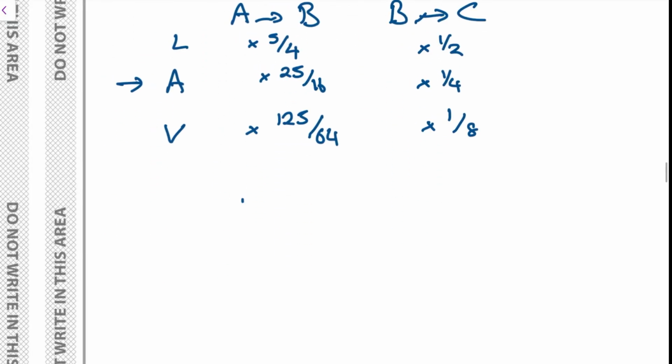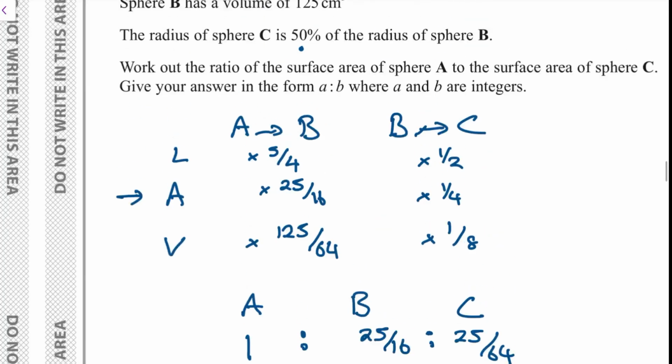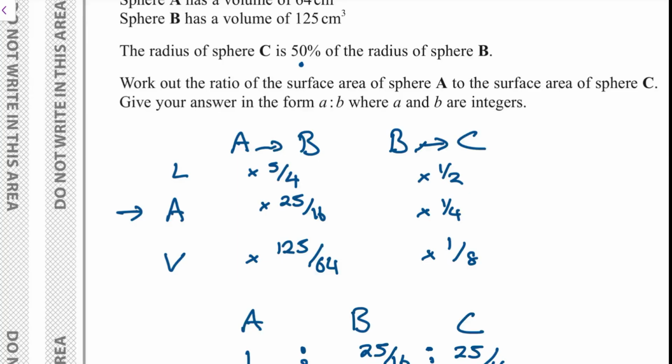Now, the way I'm going to do this, I'm going to do A to B to C. If A is 1, then B is 25/16, and C is 1/4 of that, so that's going to be 25/64. So therefore the ratio of A to B to C, well, it is that there, isn't it? I can just put this like this. Now, how does it want you to give your answer, in the form A:B where A and B are integers?